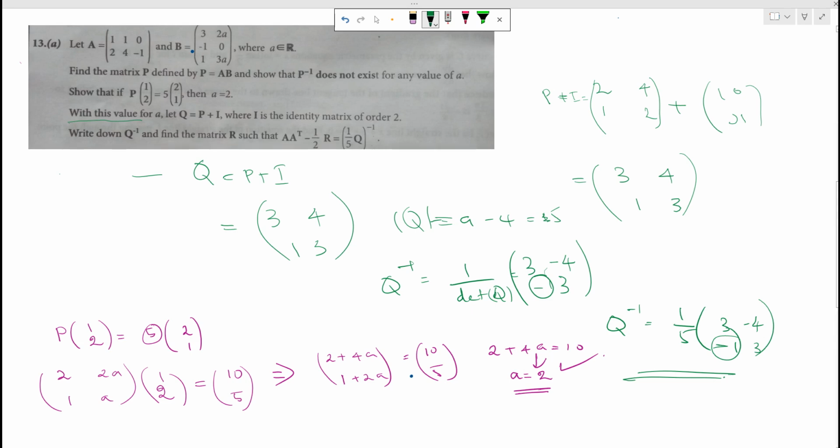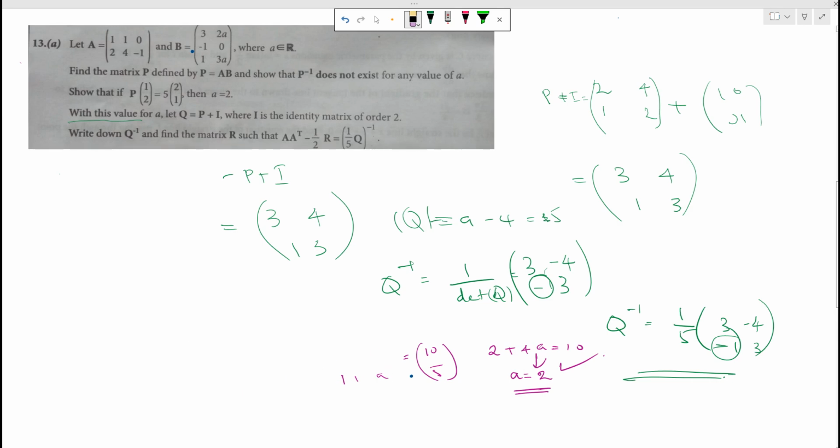Right. Okay, now we can take some spaces here. And they are telling like, write down Q inverse. Now find R such that A into A transpose minus half into R is equal to 1 by 5 Q inverse. Okay, so now we have to find out R.